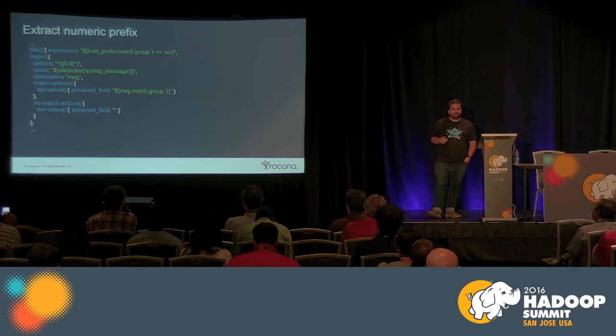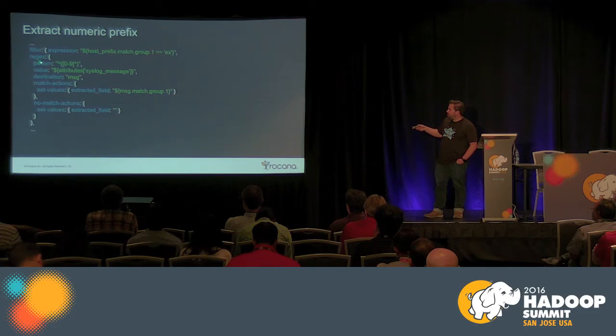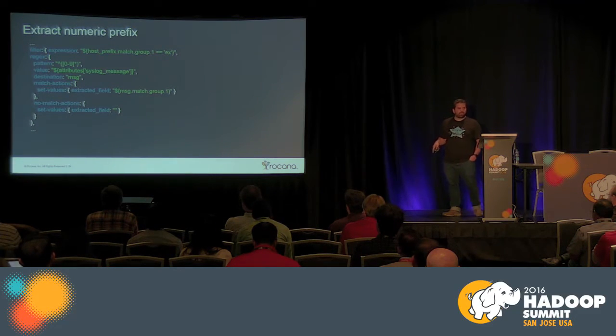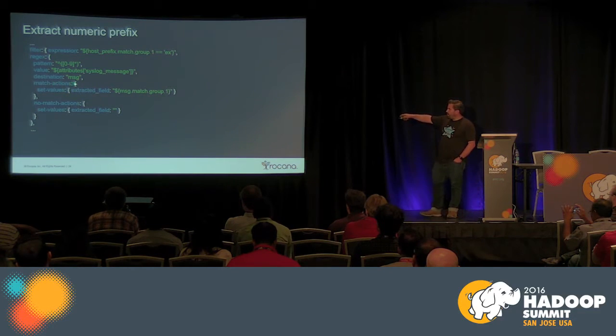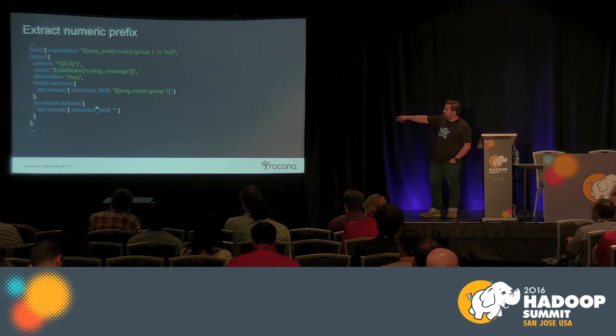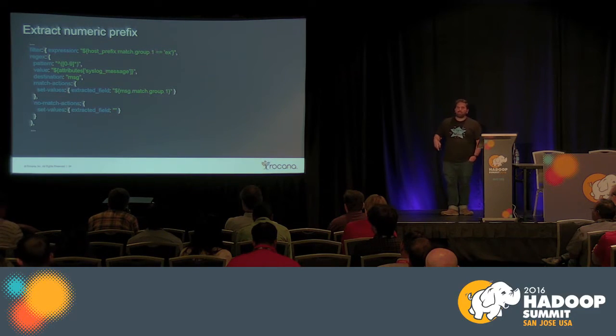Extracting the numeric prefix is very similar. It's another regex action. In this case, we're just looking for 0 or more digits at the beginning of the syslog message. The other thing that this shows is some powerful flow of control you can have inside of your regular expression matching. Match actions is what gets executed if the regular expression matched the pattern. And no match actions is what happens if there wasn't a match. So if the regular expression didn't match the pattern, you'll end up triggering this case.